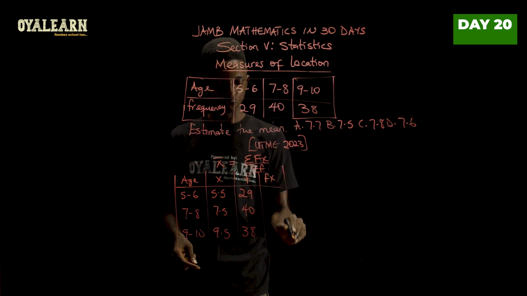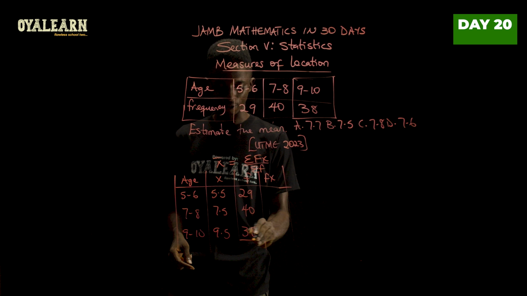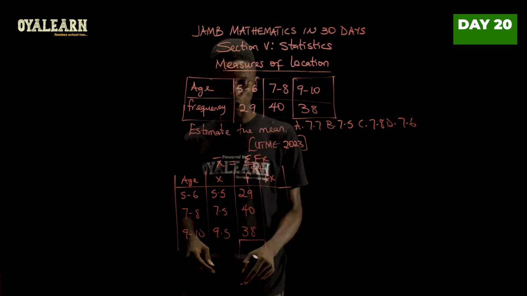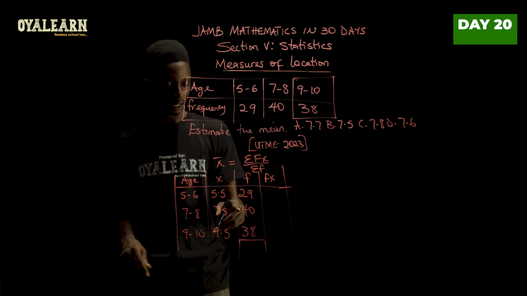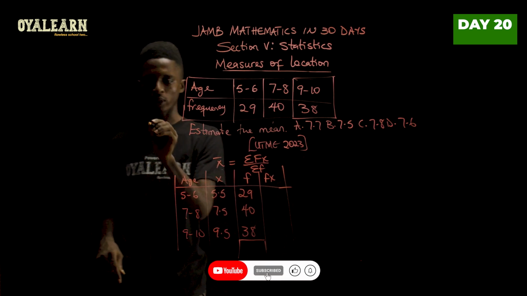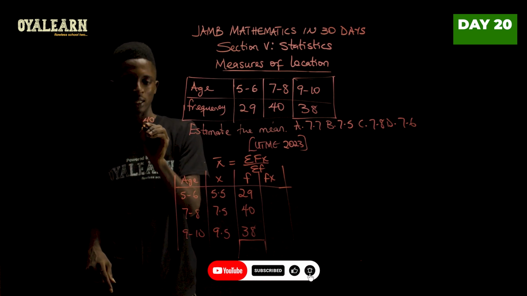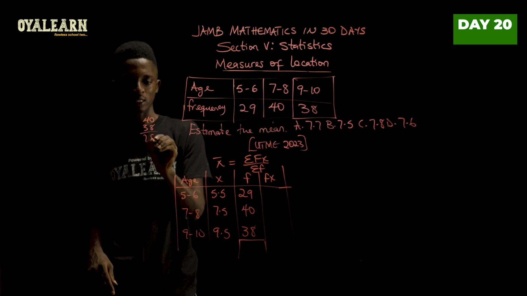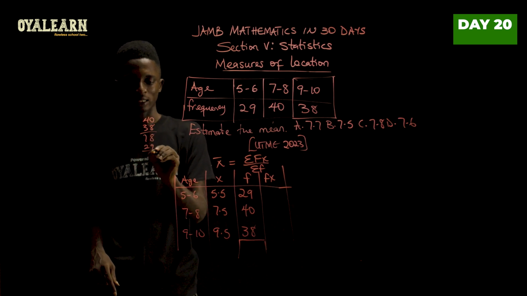But before I go on to find fx, let's find summation f. So we have to sum this. Now when we add 40, 38, and 29, what do we have? 40 and 38 would give us 78, plus 29, so we have 107.